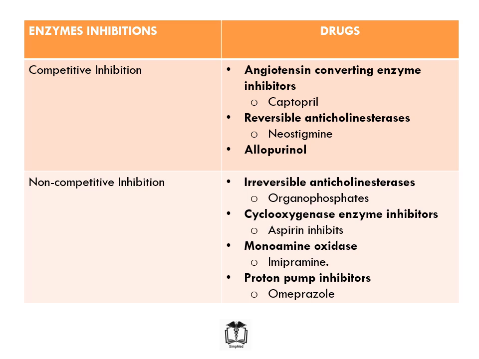It's important to note examples of drugs that are classified as competitive enzyme inhibitors and non-competitive enzyme inhibitors for your exams. For the competitive enzyme inhibitors, we have drugs like the angiotensin converting enzyme inhibitors like captopril. We have drugs like the reversible anticholinesterases like neostigmine, and we have allopurinol used in treating gout. For non-competitive enzyme inhibition, we have drugs that are classified as irreversible anticholinesterases, drugs like the organophosphates found in insecticides, cyclooxygenase enzyme inhibitors like aspirin, monoamine oxidase inhibitors like imipramine, and proton pump inhibitors like omeprazole.